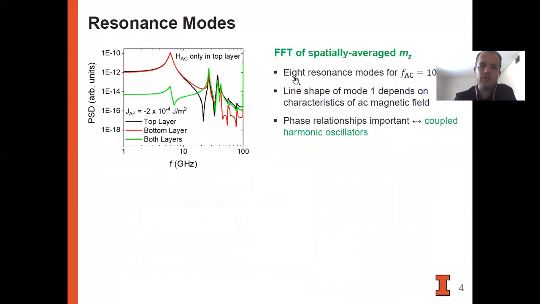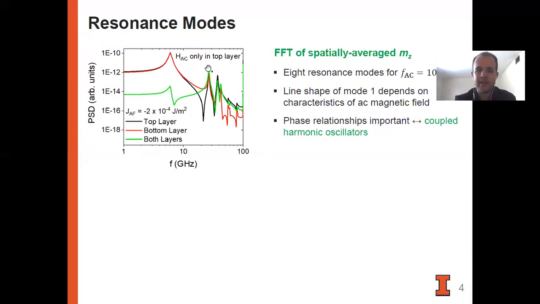And in most of the cases, we have used a microwave magnetic field out of plane with 100 gigahertz in order to be able to resolve all different modes that occur. So we have calculated the fast Fourier transform of the spatially averaged Z component of the magnetization. So this is here the power spectral density as a function of frequency.